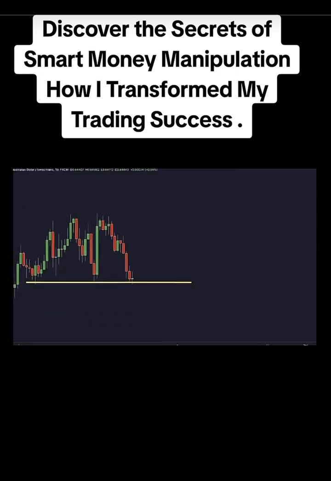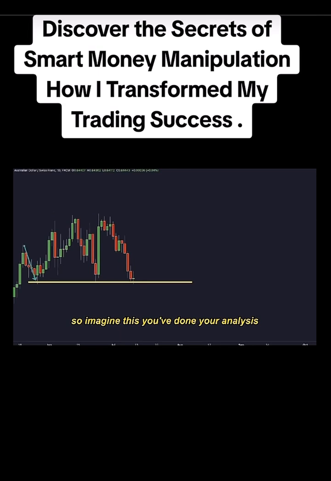So imagine this, you've done your analysis, you've identified a key support level, and you see those candlesticks getting smaller and smaller. It's like a big neon sign flashing reversal ahead. You're feeling confident, and then you spot it. A doji candlestick forms right at the support level. Everything looks perfect, right? You place your buy entry at the close of the doji candle, set your stop loss just below the support level, and target the next resistance level above.